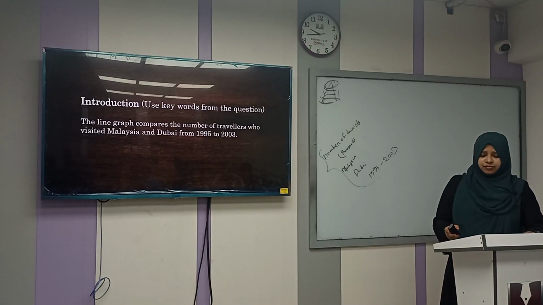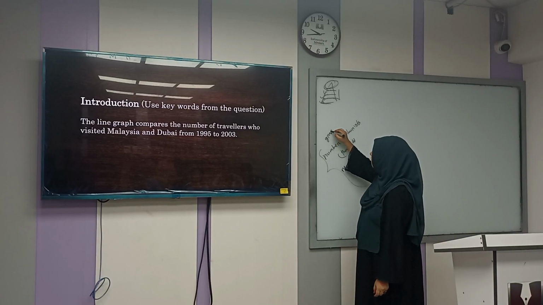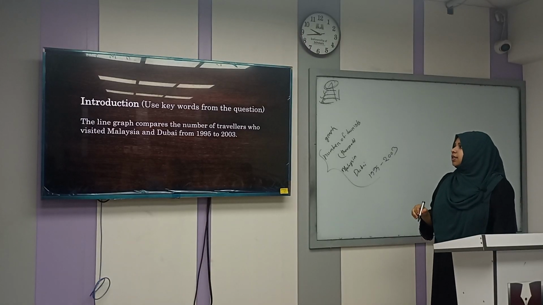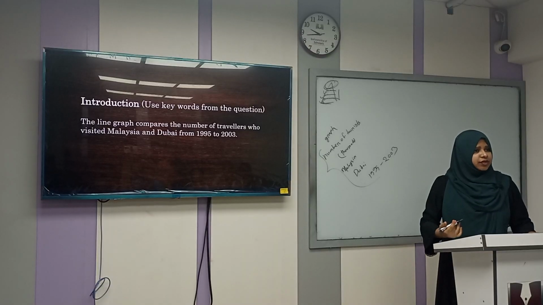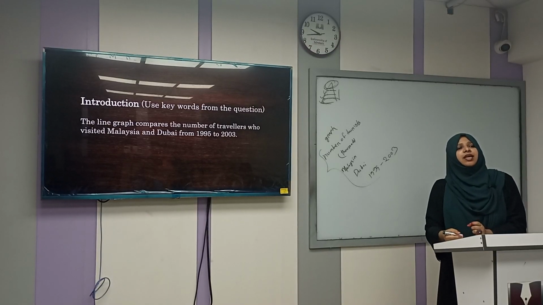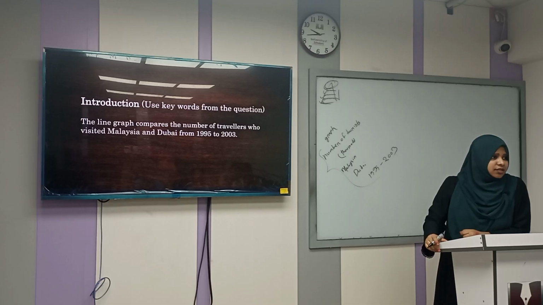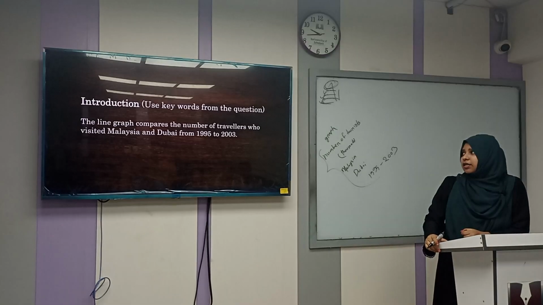The line graph, it was a line graph. I skipped that graph. Okay. The line graph compares the number of travelers. So they have written tourist. If you write tourist, then the examiner will understand. He only knows how to write tourist. He doesn't know that there are some other words, like you can write visitors, holiday makers, or you can say travelers. Okay? Who visited Malaysia and Dubai in 1995 to 2000?